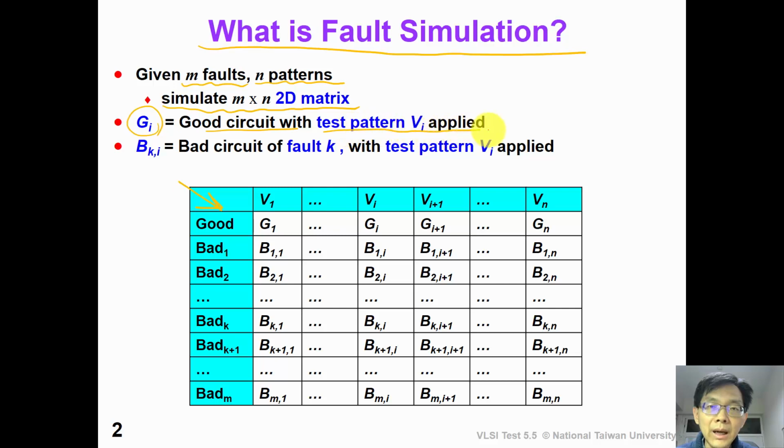test pattern Vi applied, and Bki represents the bad circuit with fault K and the pattern Vi applied. So this is actually a very difficult work to simulate the whole two-dimensional matrix.